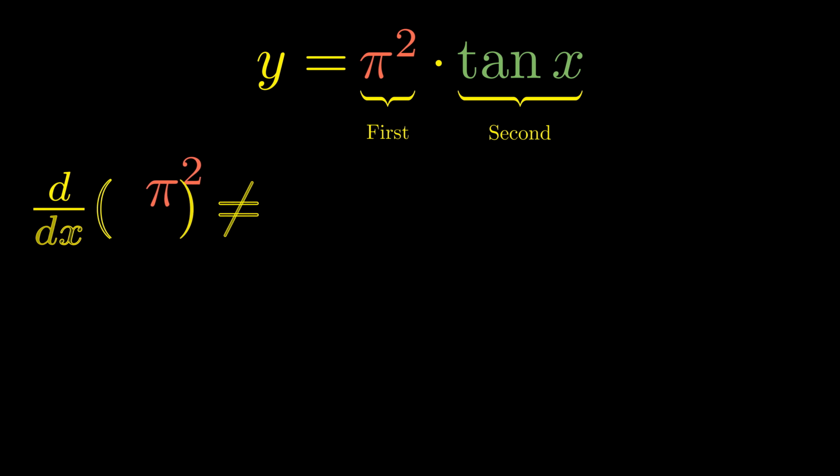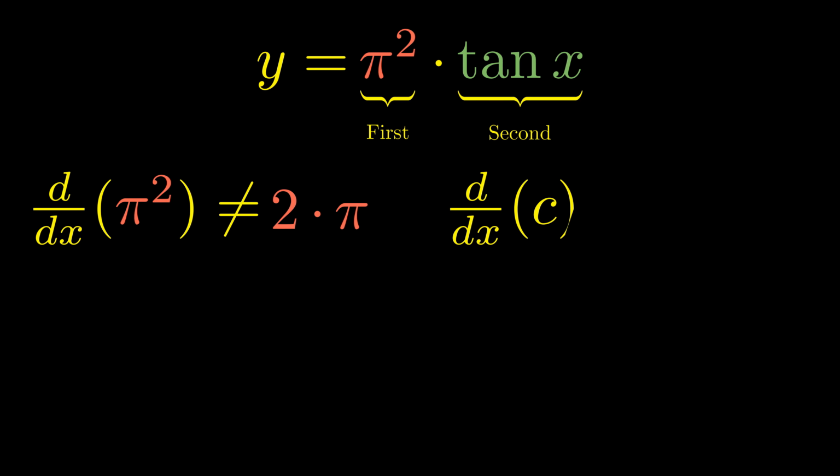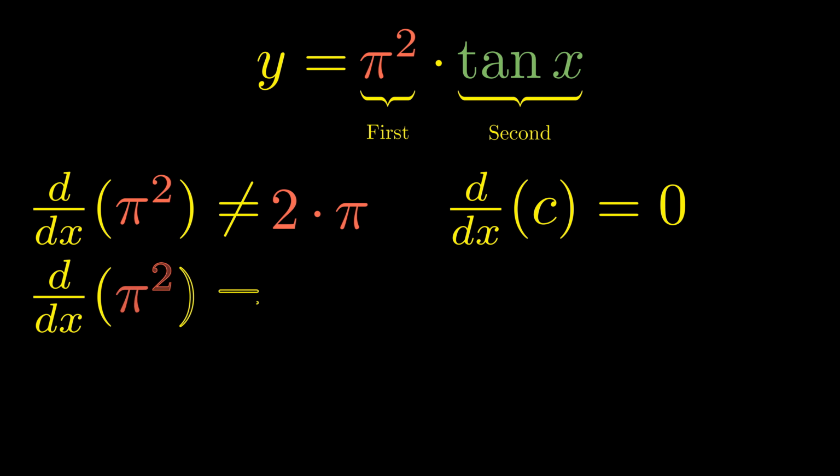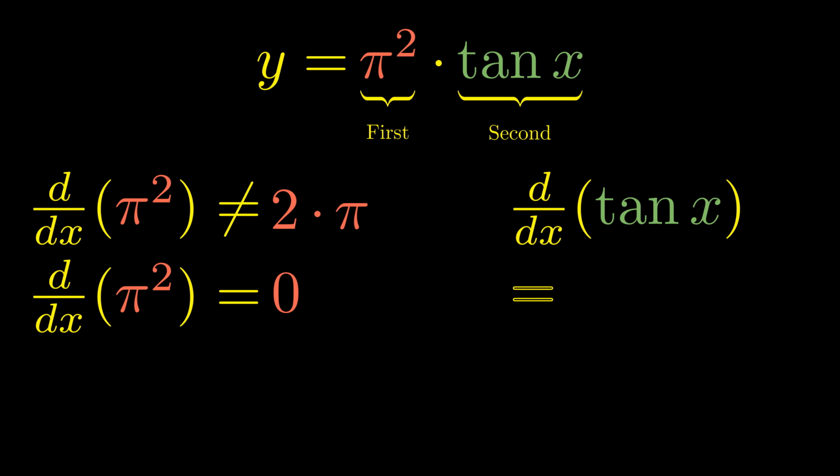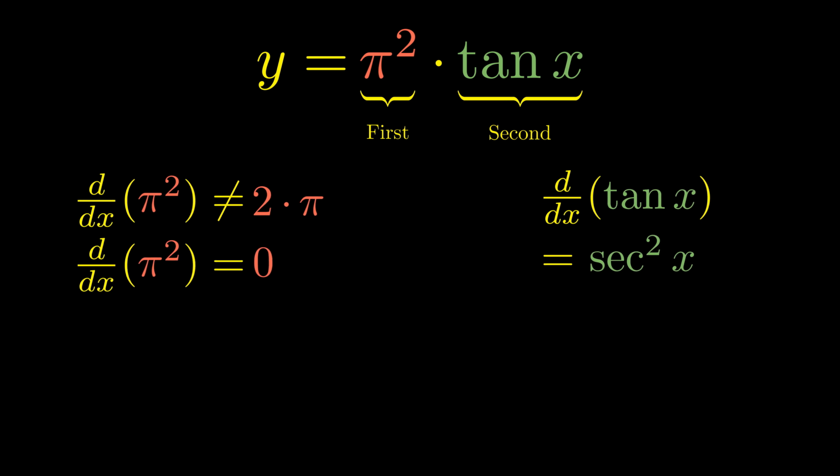Let's focus on the derivative of pi squared, which notice doesn't consist of any x's. This is a sort of gotcha derivative, as you don't take the derivative of pi squared with the power rule, even if pi is being raised to a power, and that's because pi squared is a constant, and the derivative of any constant is 0. The derivative of tangent x can be later found using the quotient rule and the derivatives of sine and cosine, but for now we'll memorize it as secant squared.